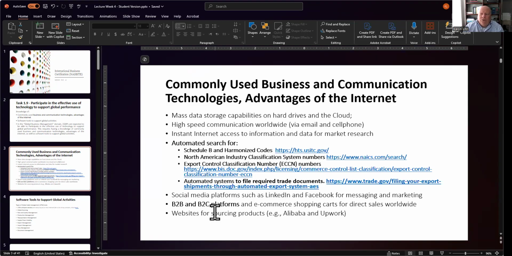In week 2, we talked about the export control classification number. That is a number you designate for your product in order to determine whether it needs export licensing or not. You can look at this website. And finally, you see if indeed you do need to file for an export. Here's the website for that.